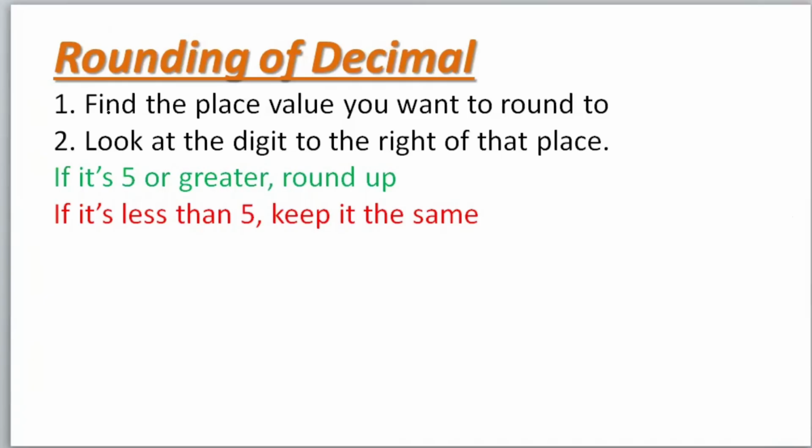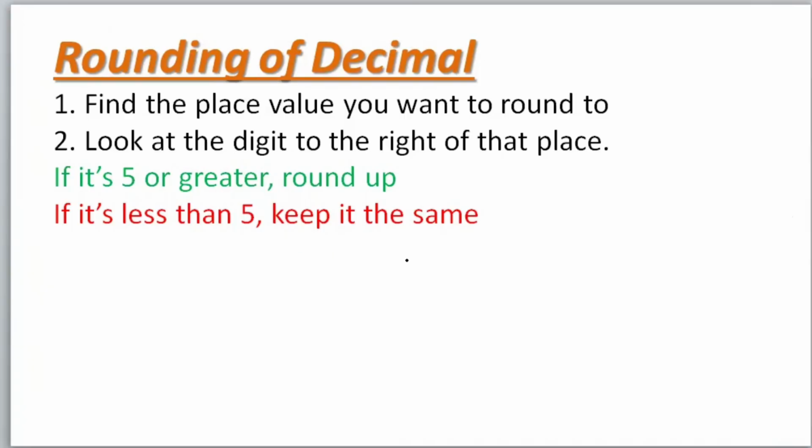First one is find the place value you want to round to. So what you have to say first? First, you have to check the place value which the question is telling you to round to. Okay, so you have to find the place value first. Then you have to look at the digit to the right of that place. First, you have to find the place value, the digit in which place value it is that you have to round.